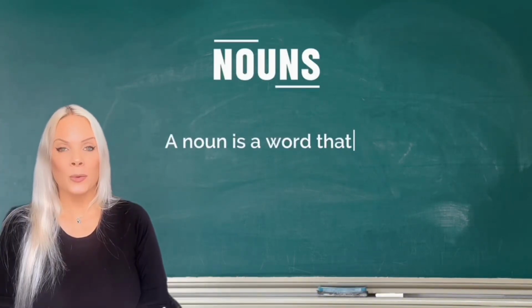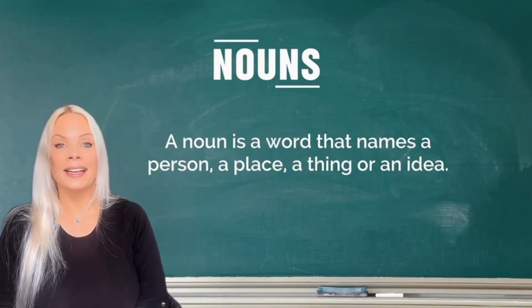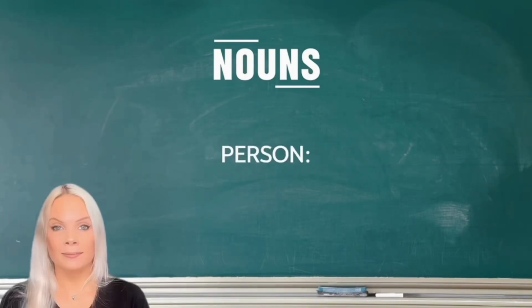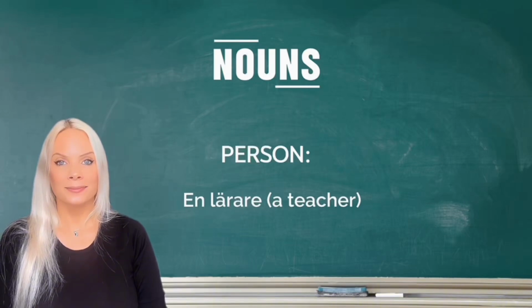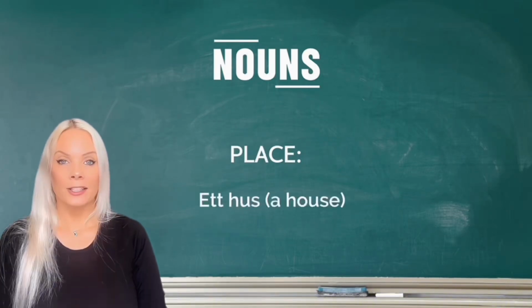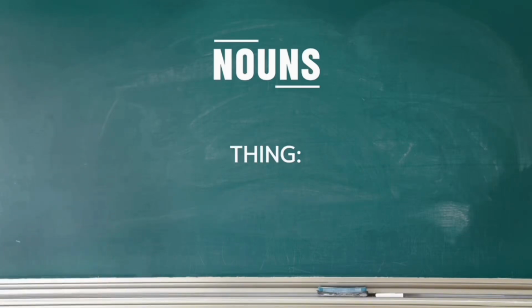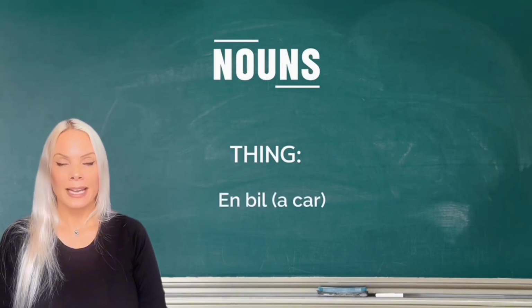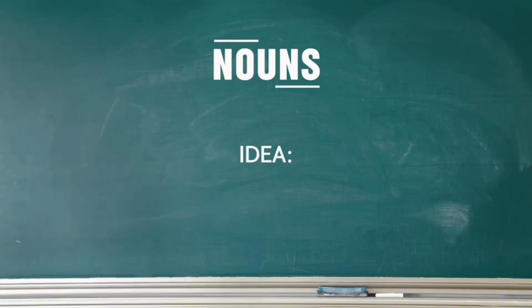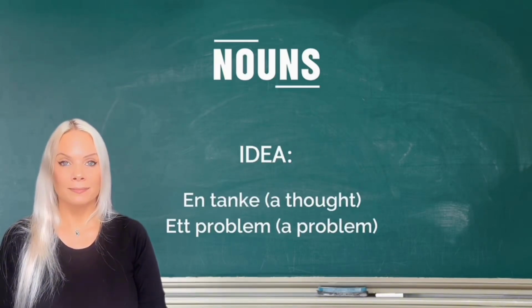A noun is a word that names a person, a place, a thing, or an idea. Person. En lärare. En vän. Place. Ett hus. En stad. Thing. En bil. Ett bord. Idea. En tanke. Ett problem.